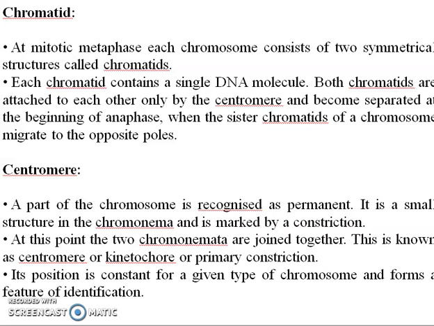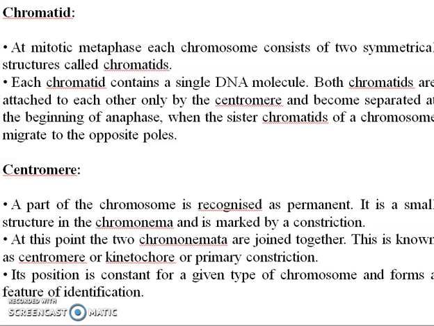Then it mentions the chromatid. Next you want to know what a chromatid is. At mitotic metaphase, each chromosome consists of two symmetrical structures called chromatids. Each chromatid contains a single DNA molecule. Both chromatids are attached to each other only by the centromere. I already mentioned that.